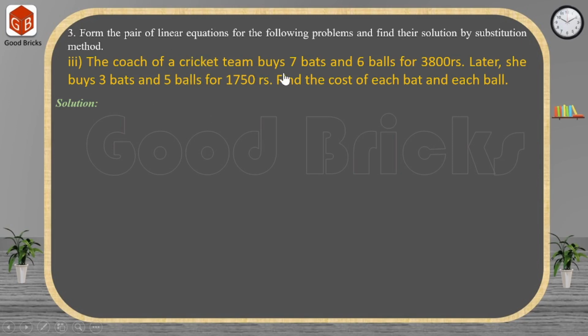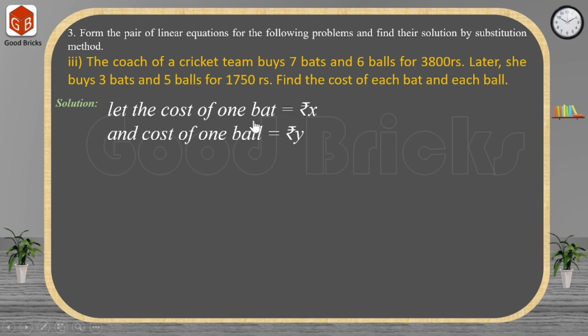And in this problem they said that 7 bats and 6 balls together cost 3800 rupees, and 3 bats and 5 balls together cost 1750 rupees. Whatever it may be, first of all let us assume that the cost of one bat is equal to x rupees and the cost of one ball is equal to y rupees.